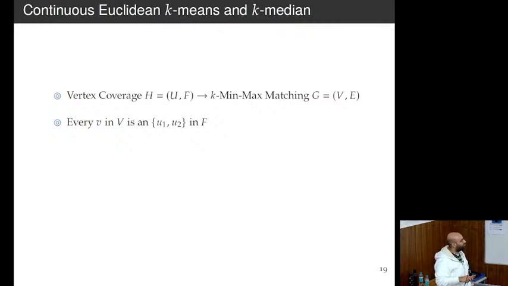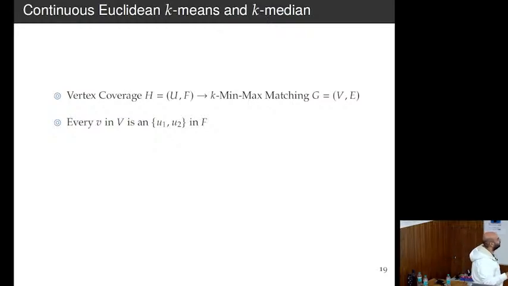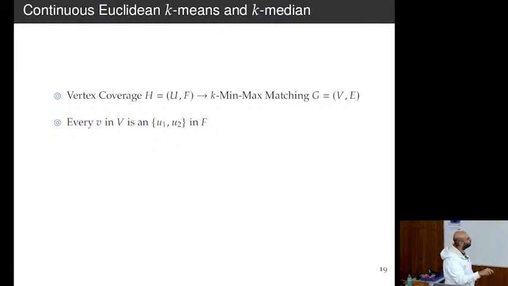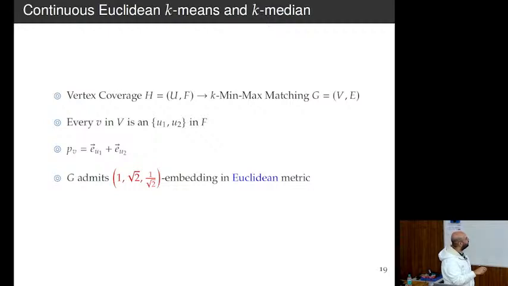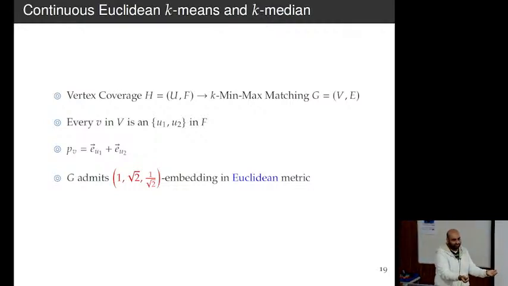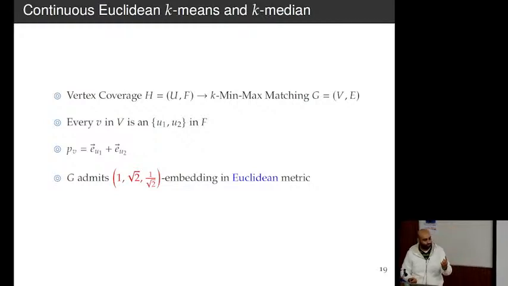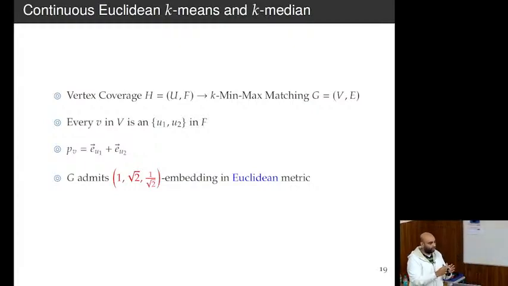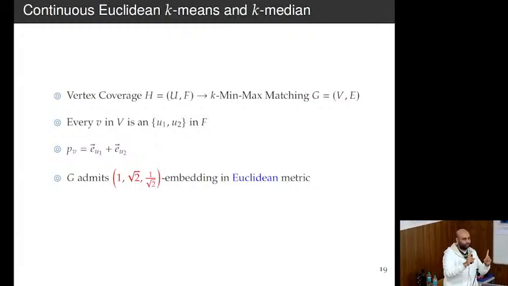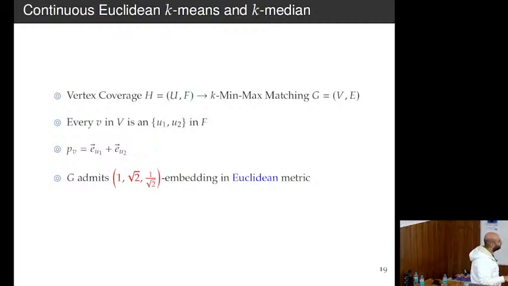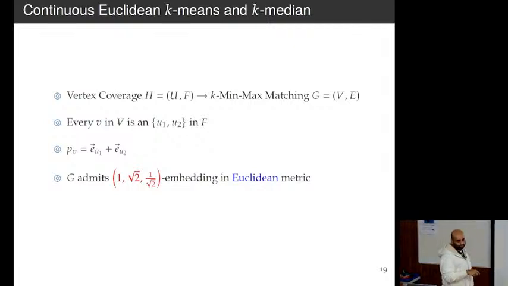In the original instance, in the final max matching instance, a vertex is an edge, or is a non-edge here. So what you do is, when you start from the vertex cover instance, for every edge, if it's an edge between u1 and u2, then you create the point e_u1 plus e_u2. So you have n coordinates and you write 1 only on the coordinates corresponding to the two vertices of that edge. And I claim this is a 1, 1 over square root 2 embedding.